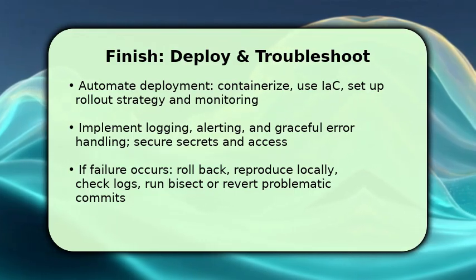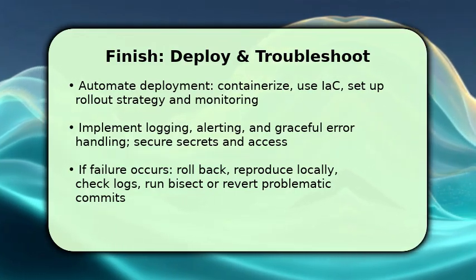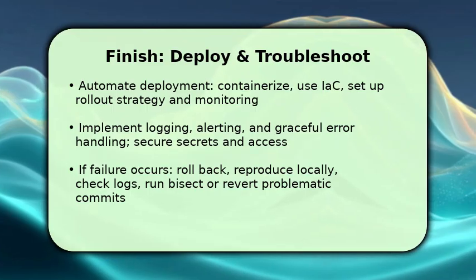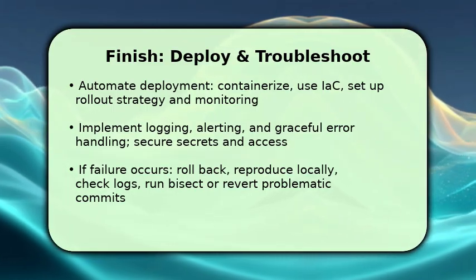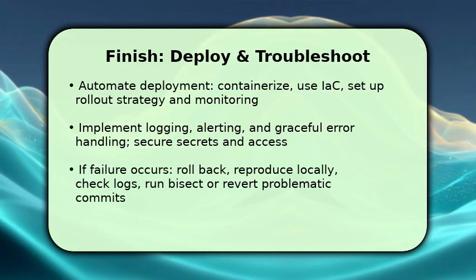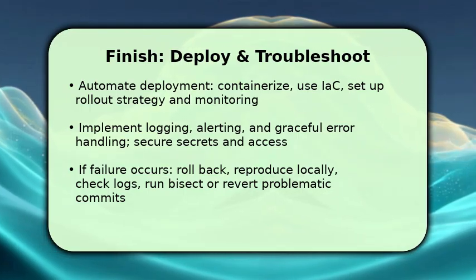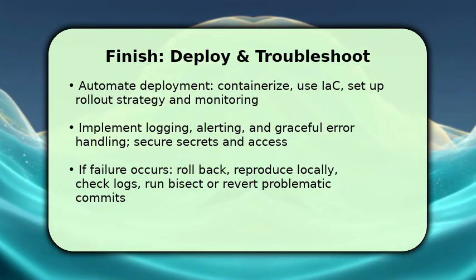If something breaks, roll back to a known good release, reproduce the issue locally, and inspect logs and traces. Make sure to bisect commits if needed. A single targeted revert often fixes regressions while you craft a proper patch.